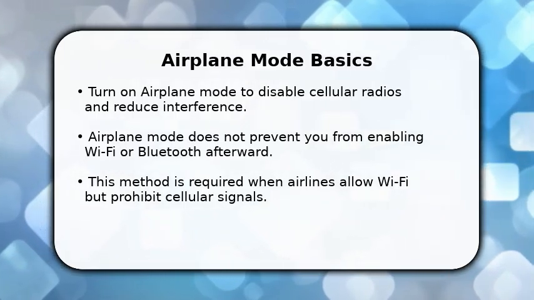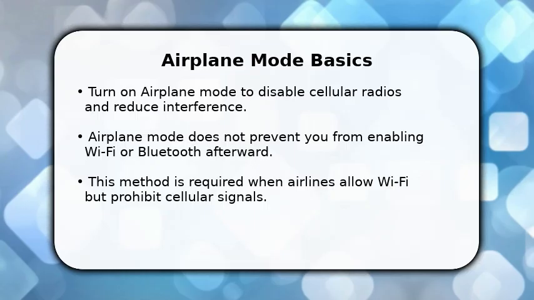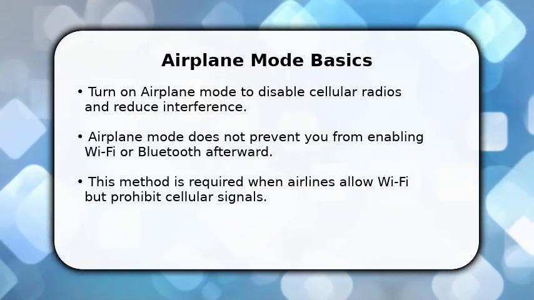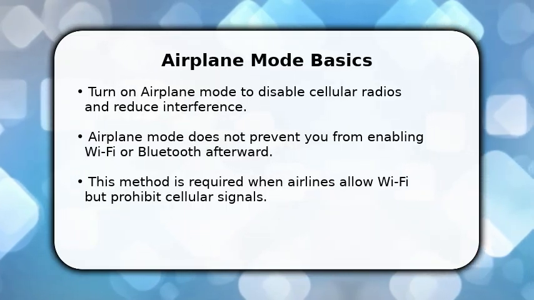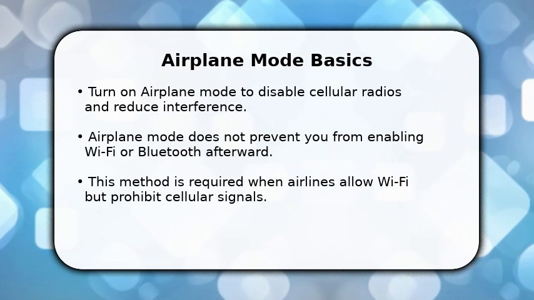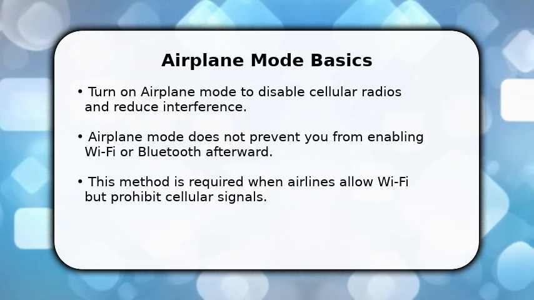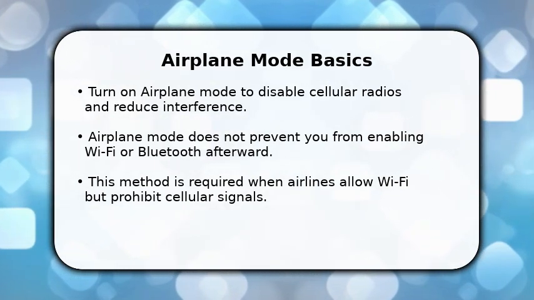Airplane mode does not prevent you from enabling Wi-Fi or Bluetooth afterward. You regain local wireless options without reactivating cellular towers or roaming signals. Use this state to separate device radios and avoid accidental cellular transmissions during flight.